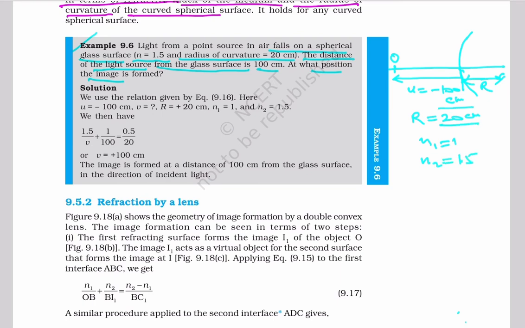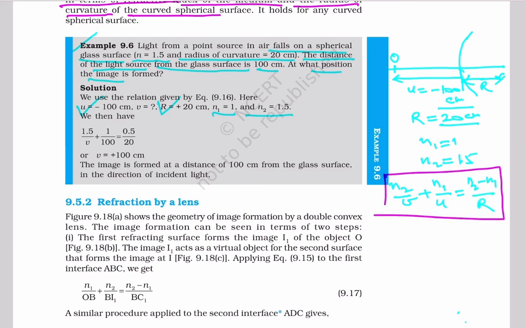Now you are given U is equal to minus 100 centimeter, R is equal to 20 centimeter, and N1 and N2. So using the relationship N2 by V minus N1 by U is equal to N2 minus N1 by R. So use this relationship we just derived and you will get 1.5 divided by V plus 1 by 100 is equal to N2 minus N1, that is 0.5 by R. So let us solve this.